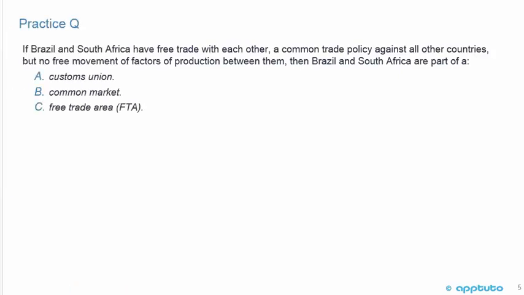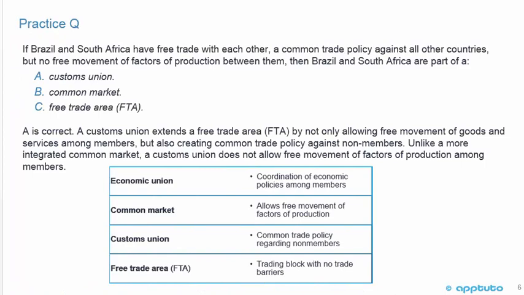So we'll finish this LOS with two quick practice questions. If Brazil and South Africa have free trade with each other, a common trade policy against all other countries, but no free movement of factors of production between them, then Brazil and South Africa are part of A, a customs union, B, a common market, or C, a free trade agreement. The correct answer on that is A.